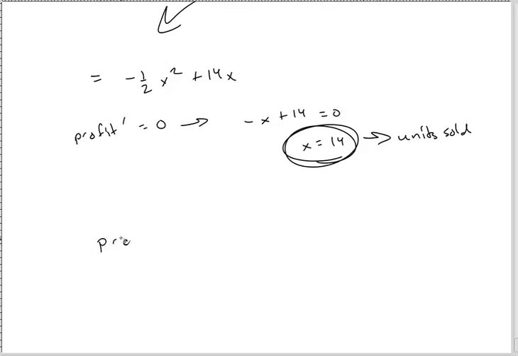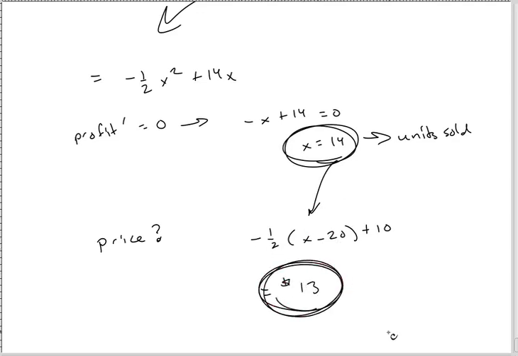So what's the price? Well, thankfully, we have a formula. It's 1/2 x minus the 20 plus the 10. Plug that in, and so then we get 14 minus the 20. We make a 6, and it's $13. And so $13 necklaces, you sell 14 each day, and that's maximizing your profit.